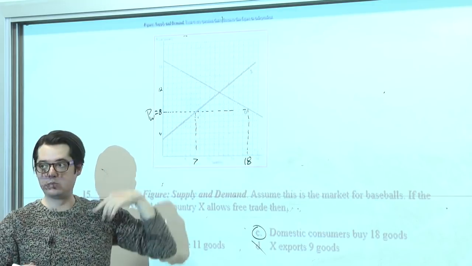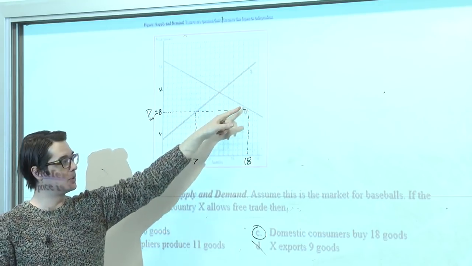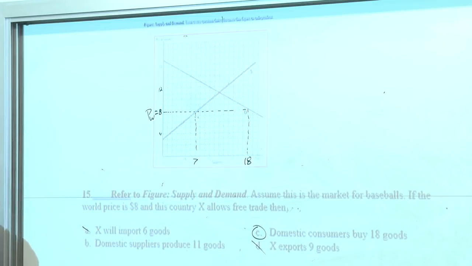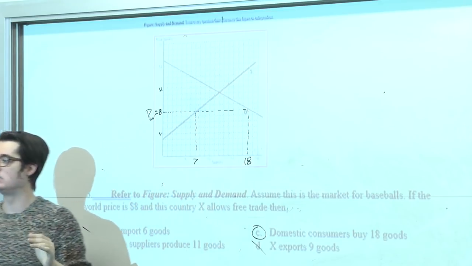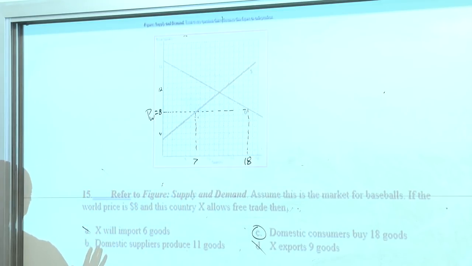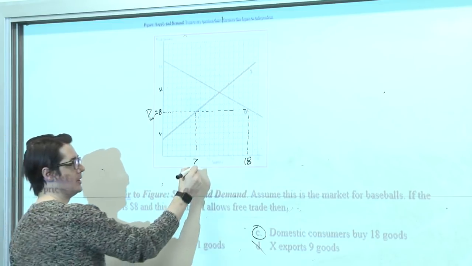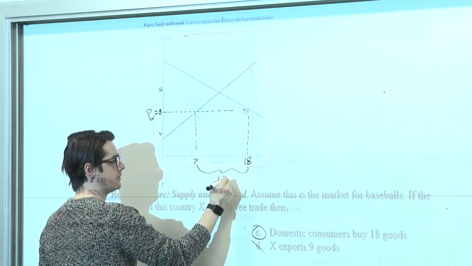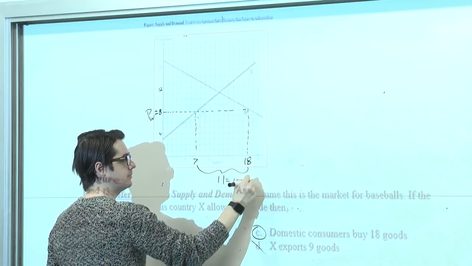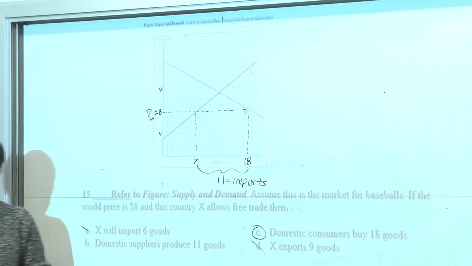World price is $8. We're only willing to supply 7 things. Now, at $8, consumers would like to buy 18 things. But again, local firms are not willing to do that. So to get the remaining 11 things, we need to go out to international countries and buy those 11 things from them. Okay, so that's why the difference between these two here is going to be our imports.